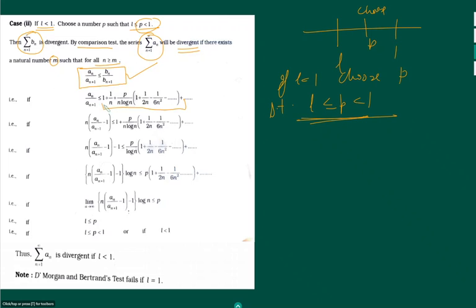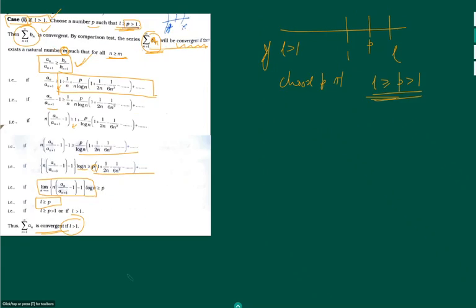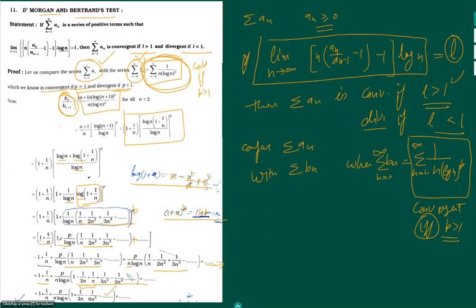Then you bring this 1 to the left hand side and multiply by n, and again bring this 1 to the left hand side and multiply by log n, and then you take the limit as n tends to infinity; what remains is P. This limit we are calling L. So L must be less than or equal to P, which is true. So summation An is divergent if L is less than 1, and the De Morgan Bertrand test fails if L is equal to 1. So we have proved the De Morgan Bertrand test.